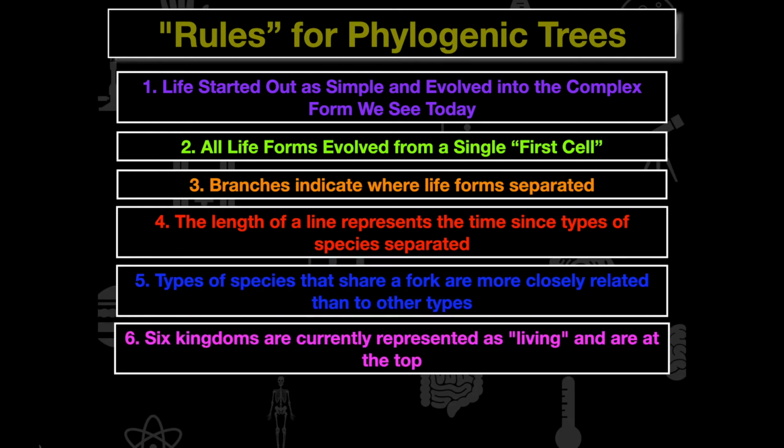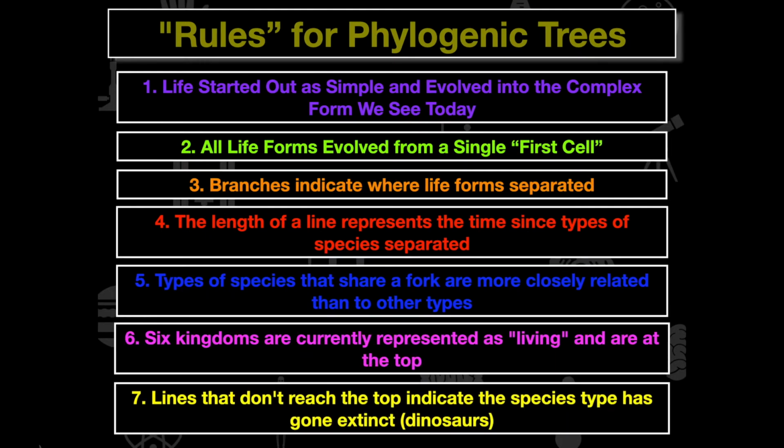Now, number 6 is going to be the 6 kingdoms are currently represented as living and are at the top. And then the last one, 7, lines that don't reach the top indicate the species type has gone extinct. We'll go through and look back at our example to really fundamentally understand this.